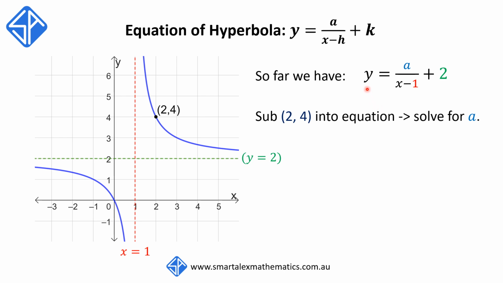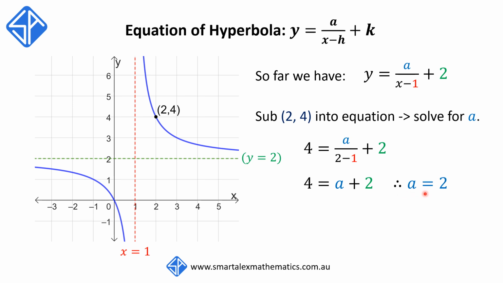So replacing the y with the value 4 and x with the value 2, we're going to get the equation 4 is equal to a over 2 minus 1, plus 2. Now 2 minus 1 simply is equal to 1, so this will reduce to 4 is equal to a plus 2, so therefore a is equal to 2.